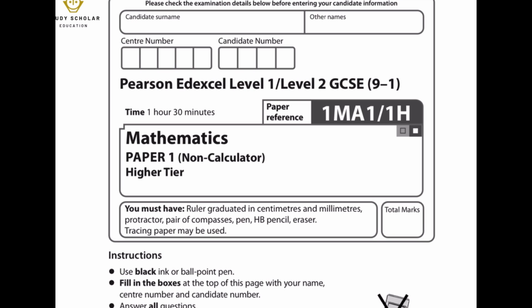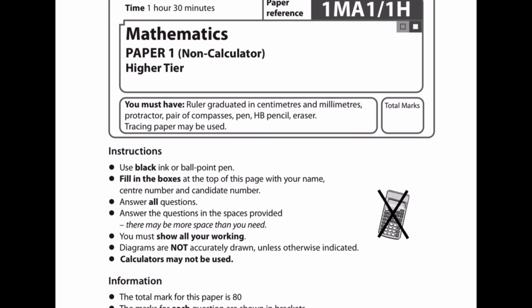While I go through this paper, I do recommend that you pause when you see the question and try the question out for yourself, and then unpause it so that you can see the solutions and we can go through it together.